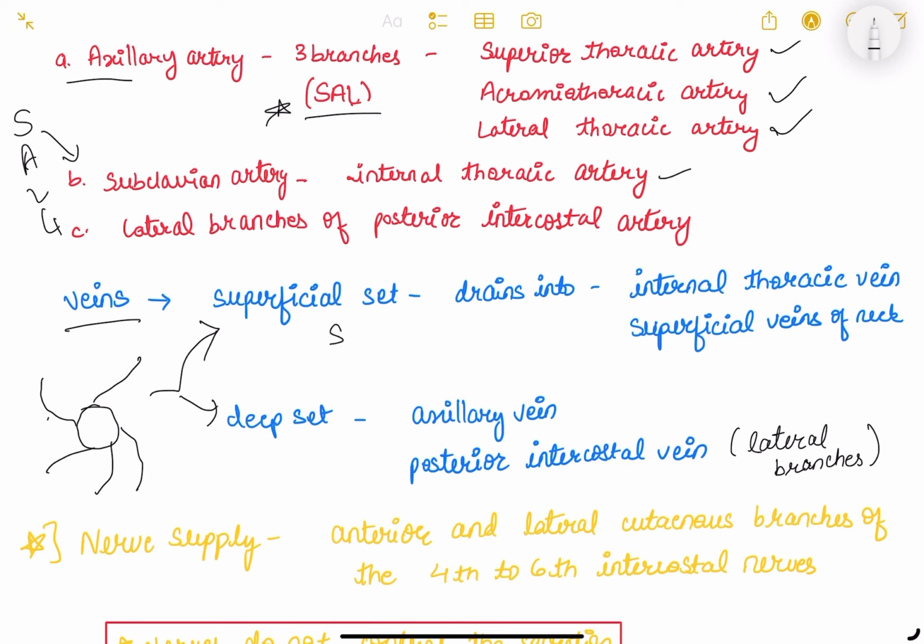So from SAL we are going to have the S for superficial. What was S? Subclavian artery. And which was its branch? Internal thoracic artery. So the vein is also going to be the internal thoracic vein. While A and L are going to be draining the deep set. Okay.